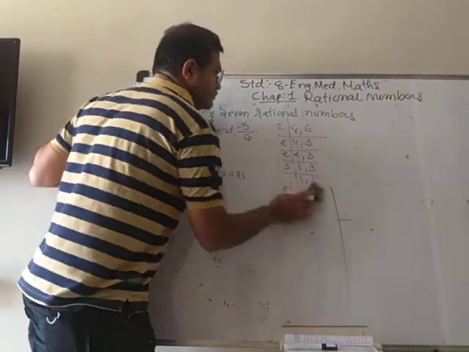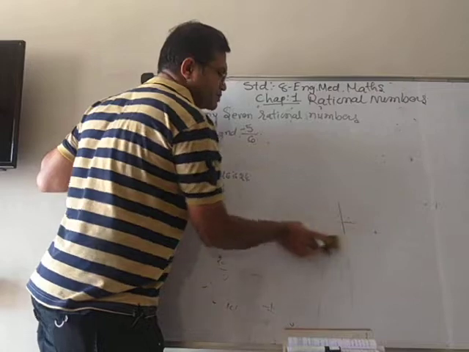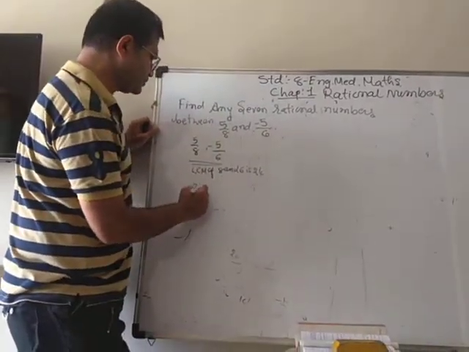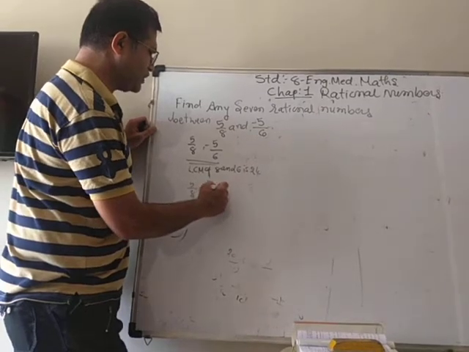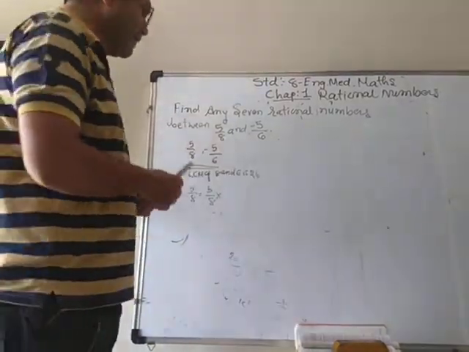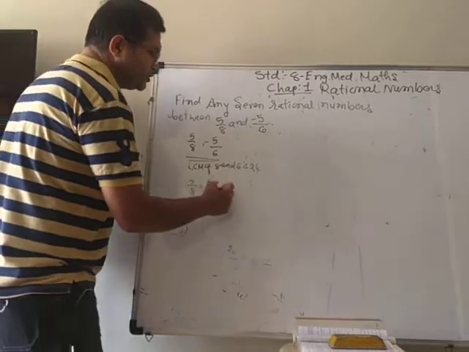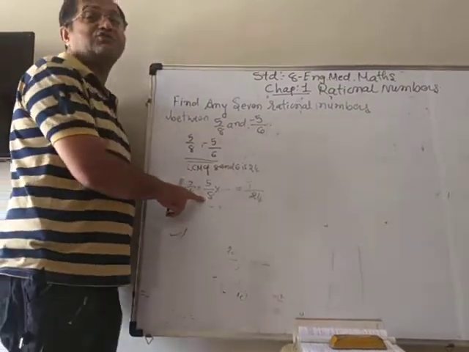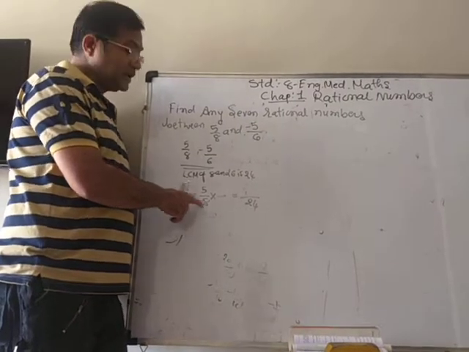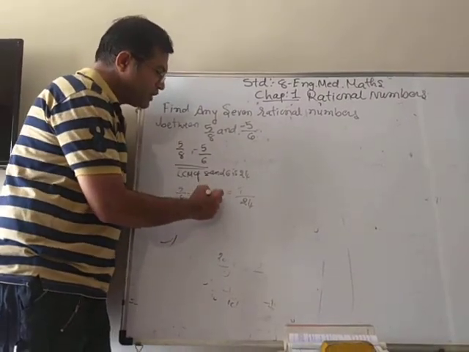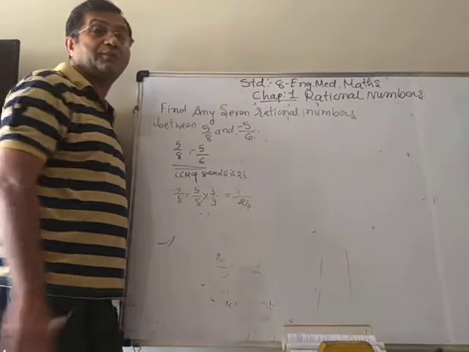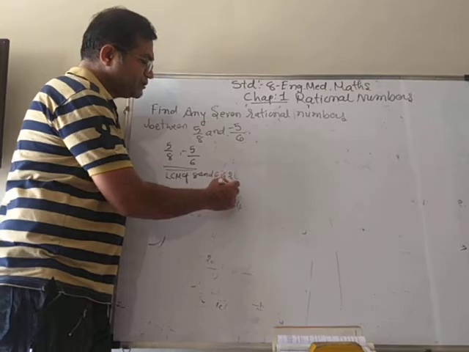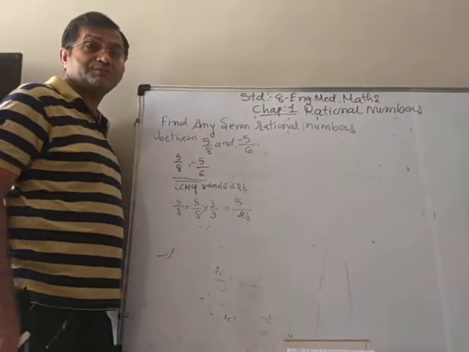So now we have to make 24 the denominator. So here we will get 5 upon 8 is equal to 5 upon 8 multiplied by something. Now I want to bring 24 in the denominator. So 8 should be multiplied with which number? 8 3s are 24. So we have to multiply both numerator and denominator by 3. So we get 5 3s are 15 upon 24.